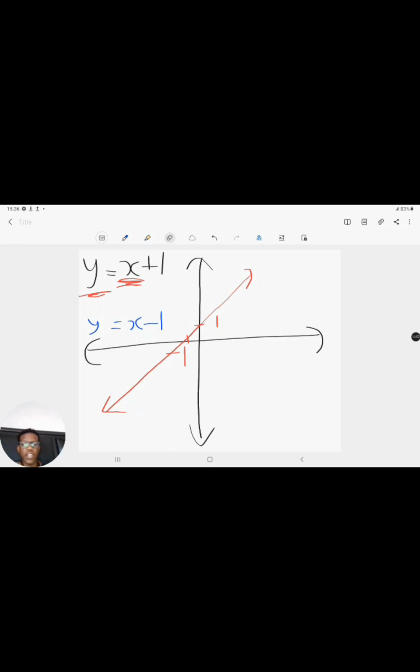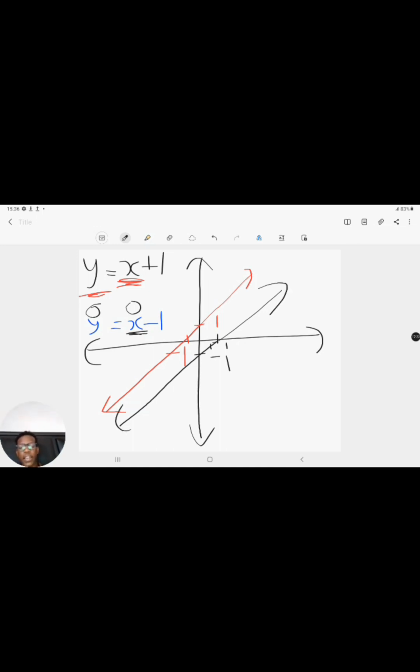Okay, now how do I sketch that inverse? Well, let's quickly find the intercepts. When x is equal to 0, y is equal to minus 1. And when y is equal to 0, x is equal to plus 1, so it's going to be somewhere there. Then the graph will pass through those 2 points. The graph will do that.